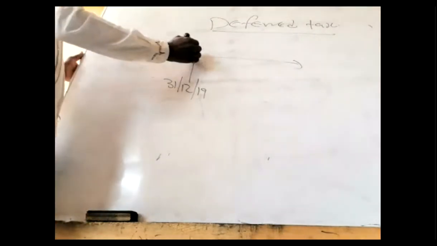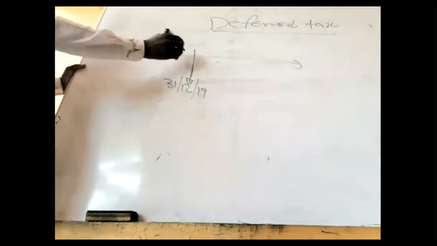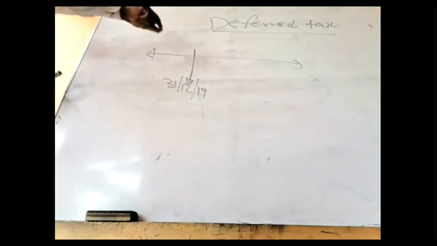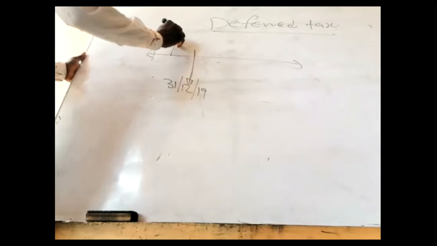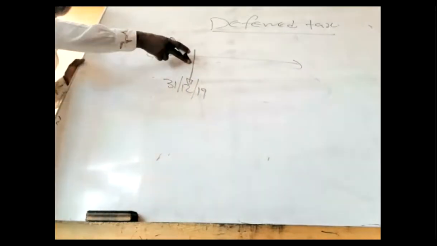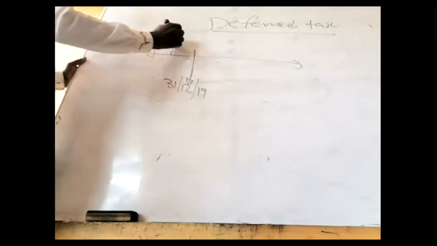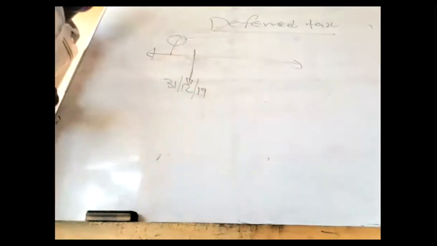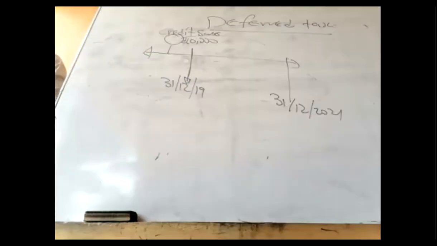Now, as at today, we are preparing a financial statement. Transactions and events have already taken place, even today. The transaction took place at the date of the financial statement preparation, but the tax effect will be in a future period.